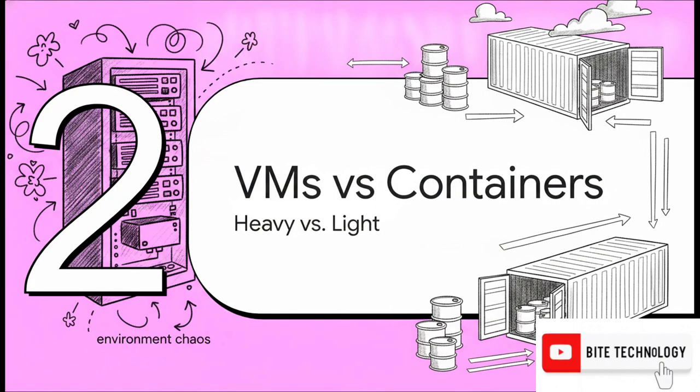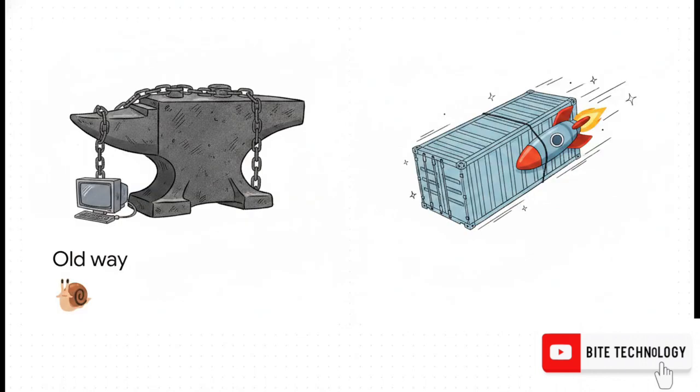Moving on to Section 2, virtual machines versus containers, the heavy versus the light. Let's take a quick trip down memory lane and look at how the industry used to try and solve this environment chaos before Docker came along. Because developers have always known this was a problem, and their early solution was basically just trying to ship the entire environment. So the old school way of doing this was by using virtual machines. If your app ran fine on your specific Linux setup, you'd literally just copy that entire operating system, bundle it up as a virtual machine, and hand that massive file to your colleague.